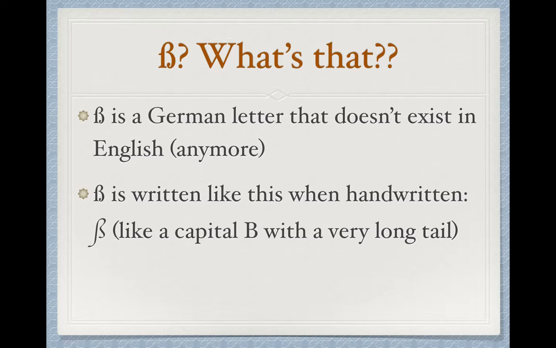It looks a little bit different typed versus handwritten. When it's typed, it looks like a very fancy uppercase B. When it's handwritten, we don't want to have to really take the time to do all those little fancy things. So we just make a capital B with a very long tail, and we often draw it all as one giant line if possible.